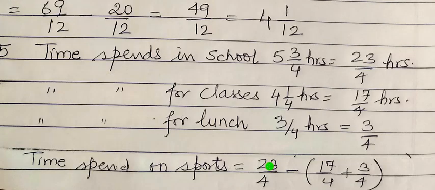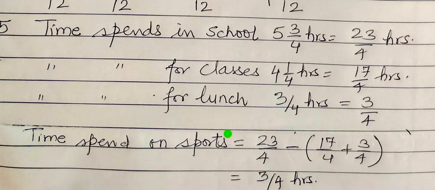Now come to question number 5, where the time spent in the school is 5 3 by 4 hours, which comes out to be 23 by 4 hours, the complete time spent in the school. Now in the class, it's 4 1 by 4 hours, which on solving comes out to be 17 by 4 hours. And the lunch time is 3 by 4 hours, as it is. And they are asking how much time is spent on sports.